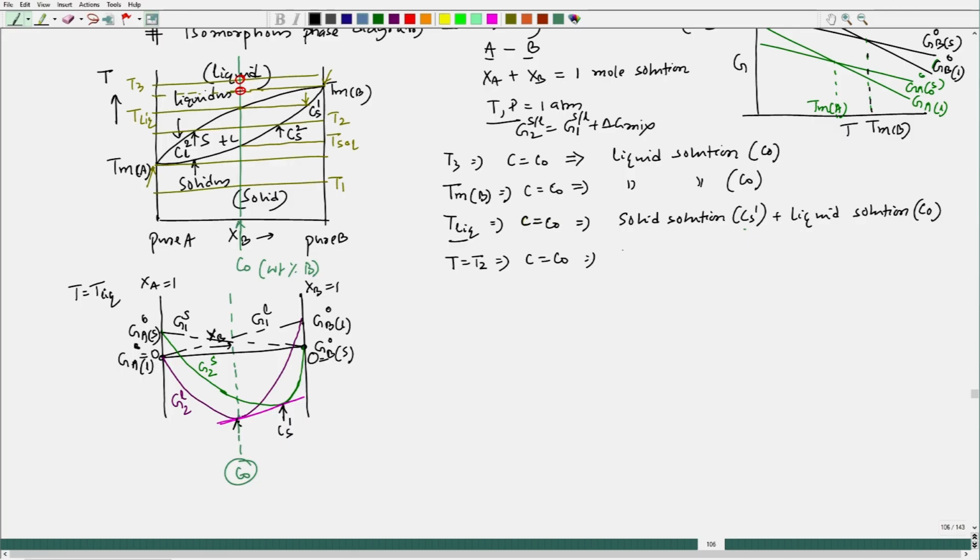So, solid solution would have composition CS2 plus liquid solution would have composition CL2. Similarly, T equal to T solidus, C equal to C naught, that is the alloy composition what we have taken.